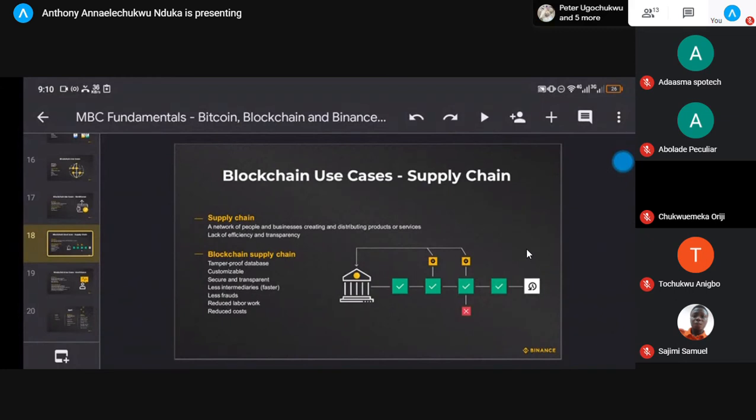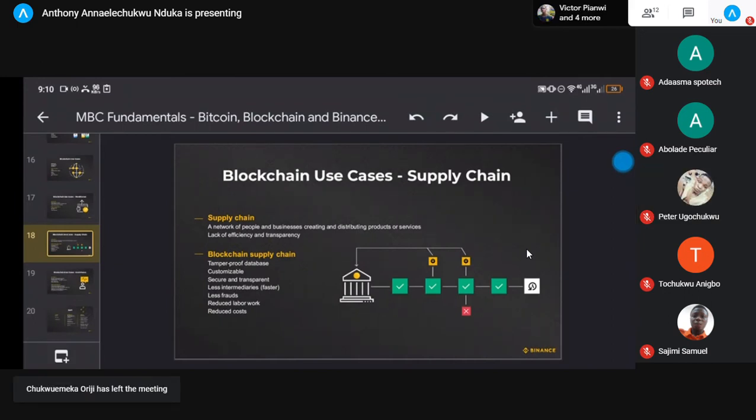If it is a centralized system, it can get to Lagos and the Lagos custom will claim that it has not gotten there. But if it's on a blockchain, I will be seeing it with my phone that okay, this thing has gotten here because it has been recorded on a blockchain. That means I can actually track the movement of my good according to the supply chain management model or system.